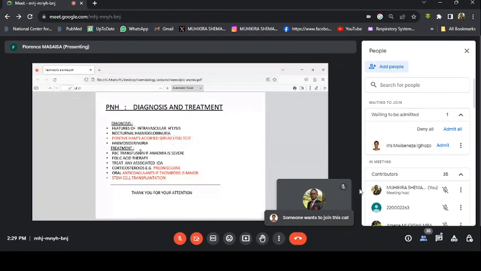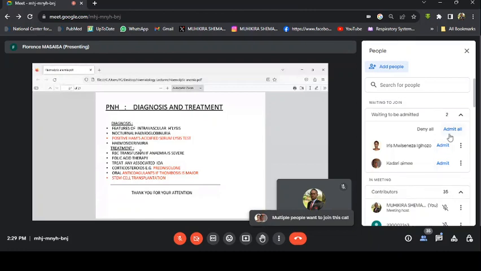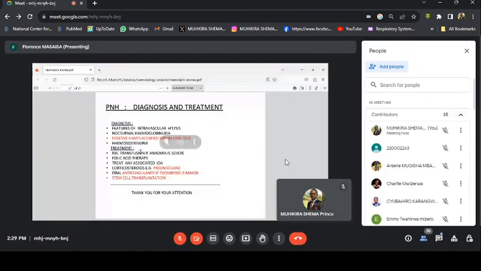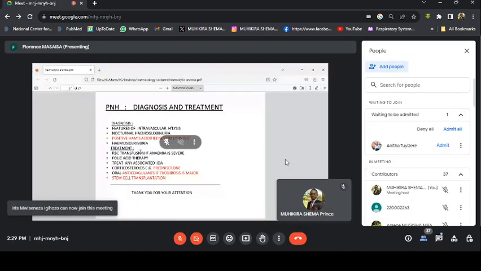Then, expecting that there might be an immune-related issue, they may also give steroids. But the definitive treatment is stem cell transplantation. So that is all for this topic.